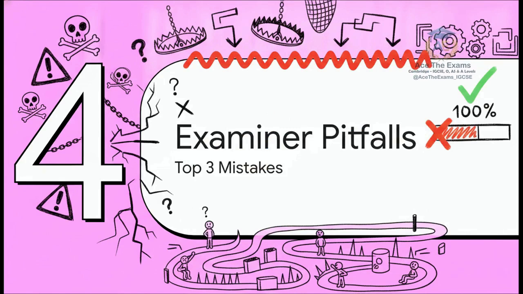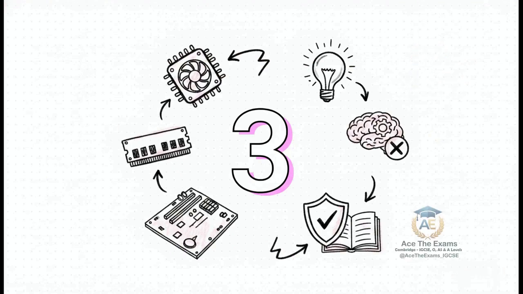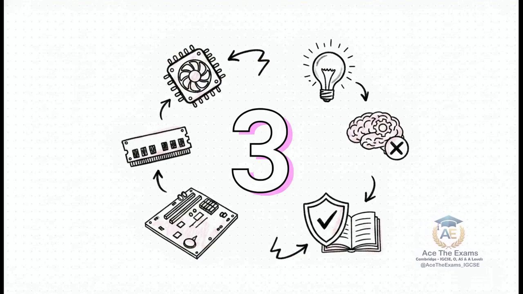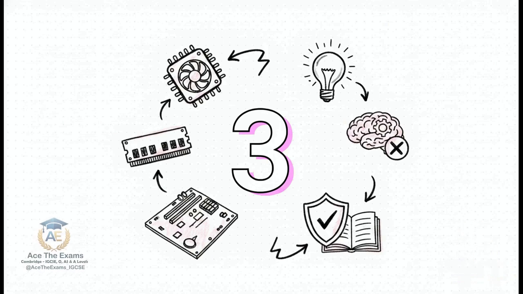Finally, let's look at section 4, top examiner pitfalls. We are entering the final phase of our playbook. I'm going to share some specific, dire warnings straight from the desks of Cambridge principal examiners. If you want that progress bar on your mark potential reaching a full 100%, you have to avoid these traps. There are exactly 3 critical mistakes that consistently derail students year after year on this specific hardware and components topic. Let's unveil them right now so you can safeguard your grade.